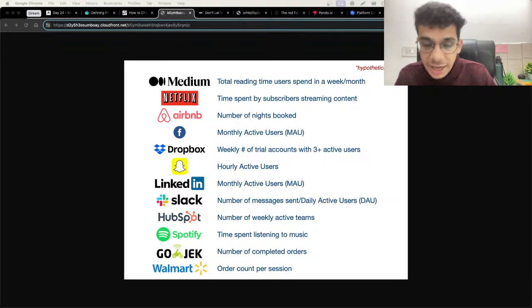Engagement wise is another way you can define your North Star metric. In this case, we see examples of Facebook, LinkedIn, Slack on the MAUs and DAUs, right? So this is on the engagement side of things. This can also be your North Star metric.